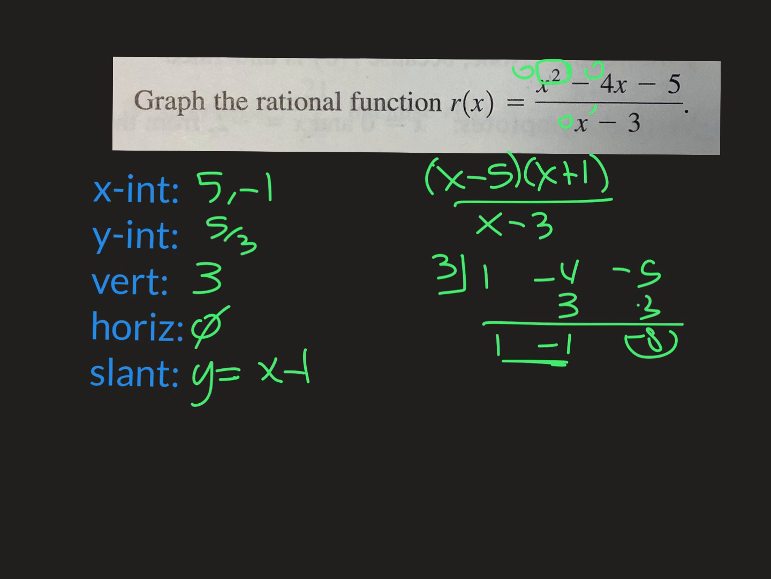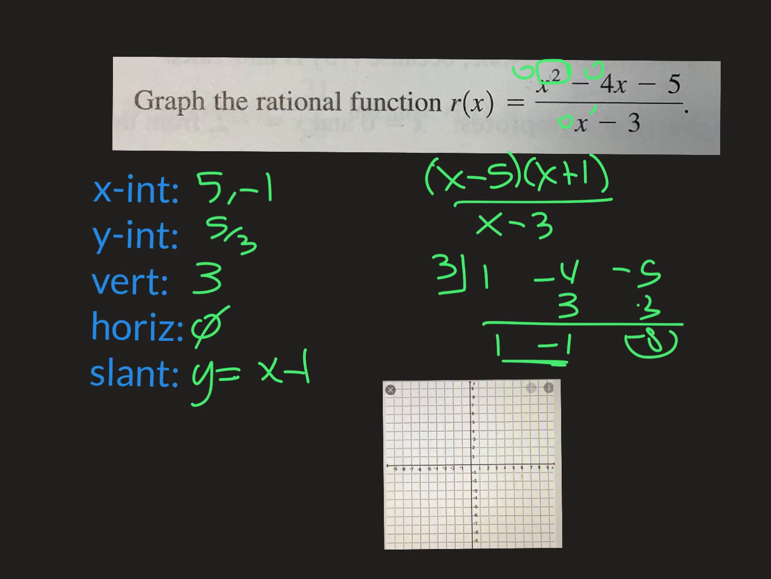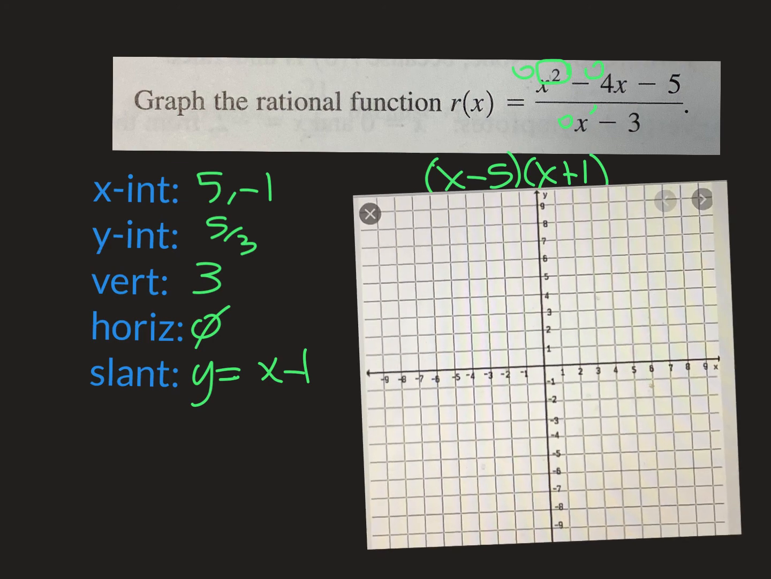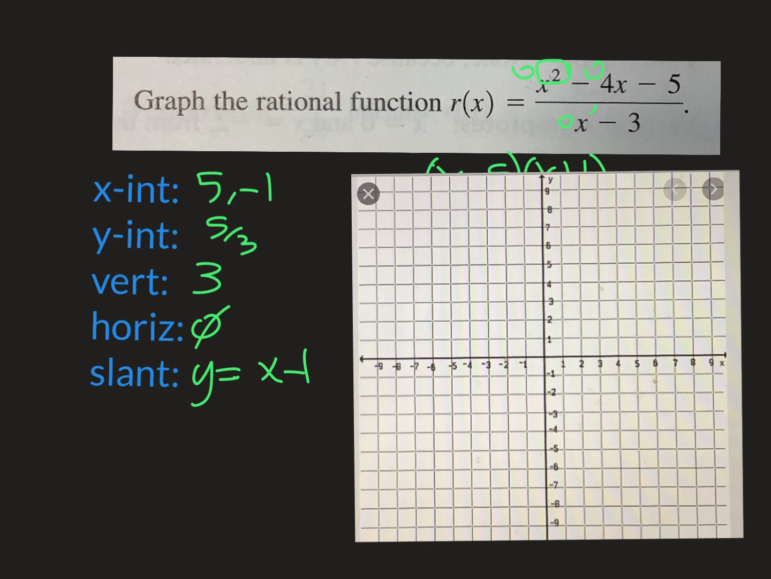Let me get a picture of a graph real quick, and we'll graph this thing up. Voila, magically there's a graph down there. So let's make it a little bigger here. First of all, let's start with the intercepts. The x-intercept is at 5, and also at negative 1. The y-intercept is at 5/3, which is almost 2. There's those. The vertical asymptote is at 3.